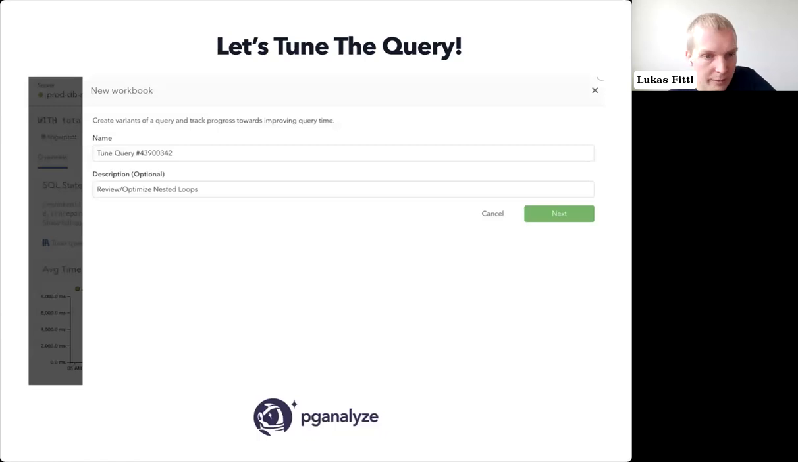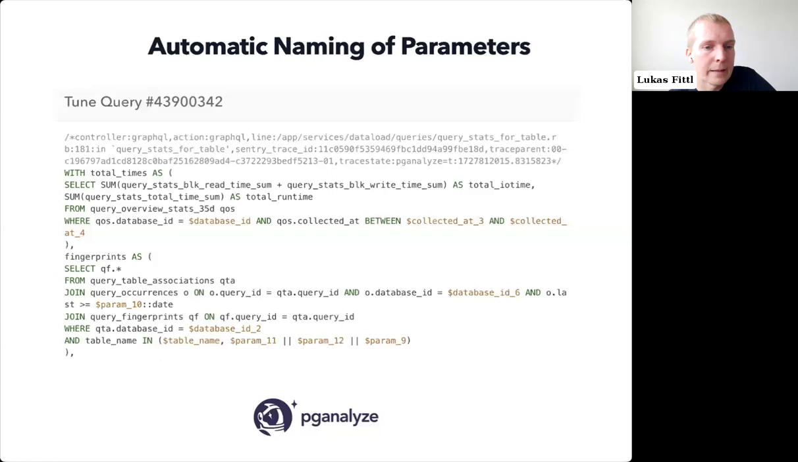I choose a particular name and description for that workbook. Then one of the things pganalyze does is automatically name the parameters that are referenced in the query. When you have a query in pganalyze, it always works with a normalized version of the query because we group multiple executions together. Commonly, we show this to you the way it's represented on the Postgres side and how the application side sends it when it's using bind parameters, which is $1, $2, $3, and such.